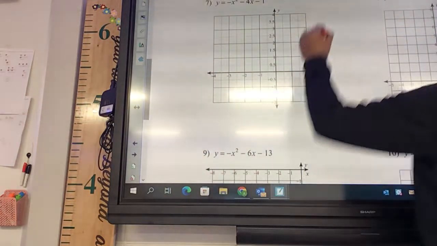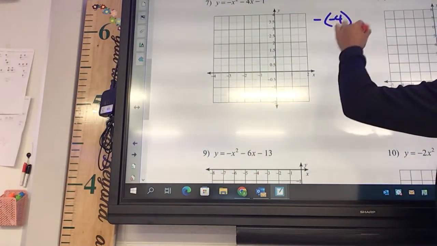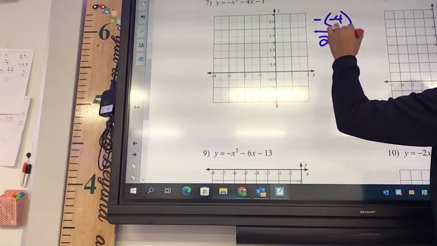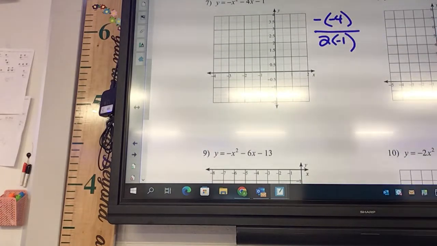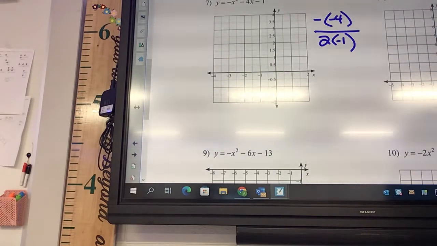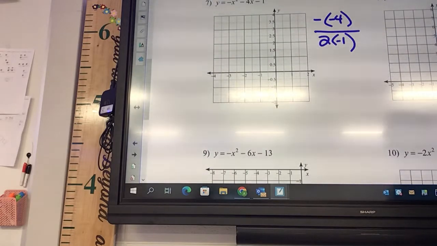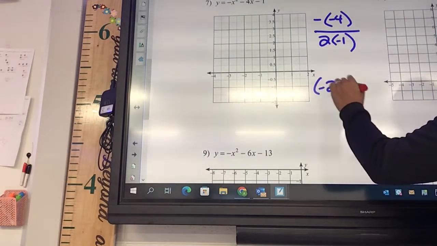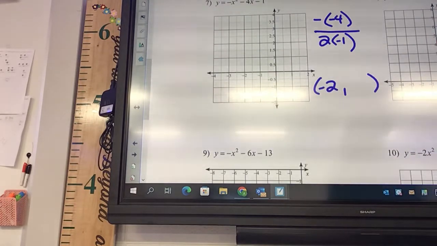Okay, look at 7. Our b is negative 4 over 2, and my a is negative 1. Okay, type that in your calculator, see what you get. Negative 2. Okay, now plug that one in.